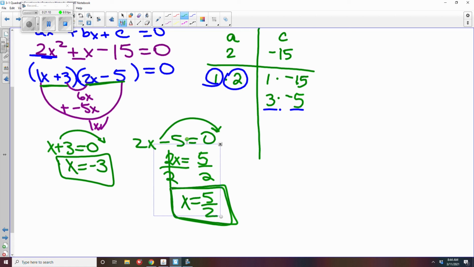If you notice, all of it's just factoring until you hit this green step here where you set each piece equal to 0, and you go on from there.